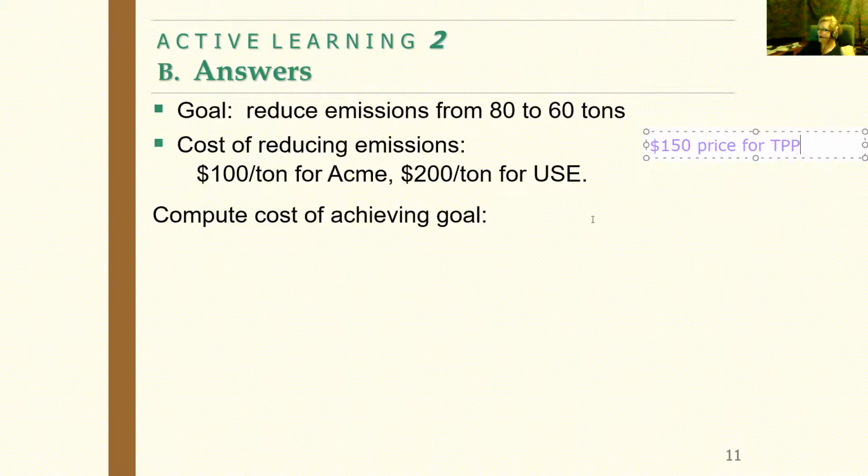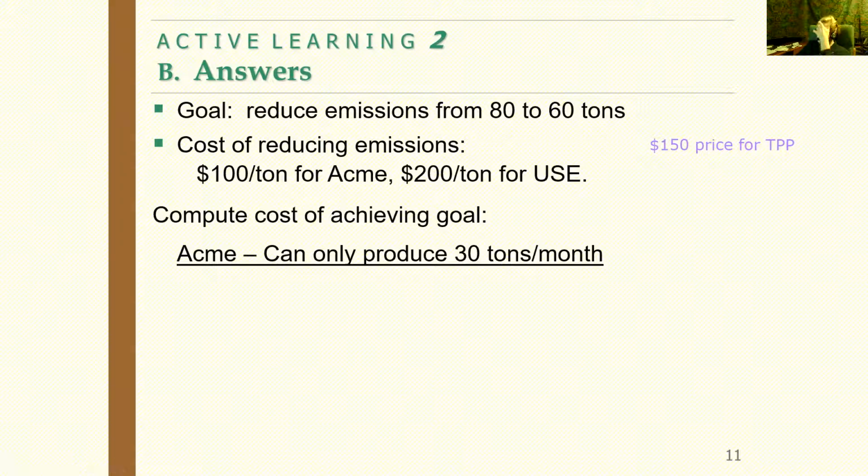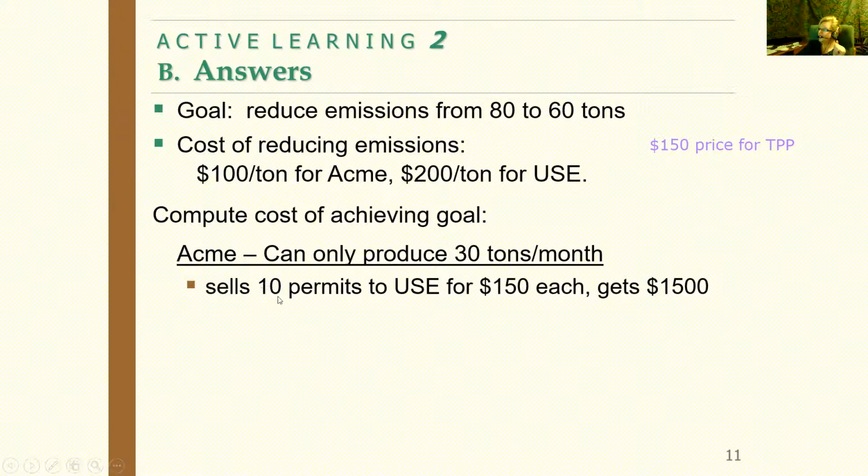Okay. All right, so let's go ahead and compute the cost of achieving this goal. Acme can only produce 30 tons per month. So what they're going to do is sell 10 permits to US Electric for $150, and so they get $1,500. If we were going to put this in some kind of fashion, we would say, hey, you just made money from selling those permits. So that is a positive $1,500.